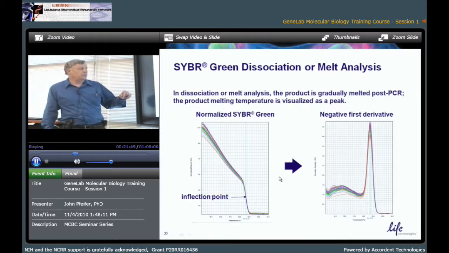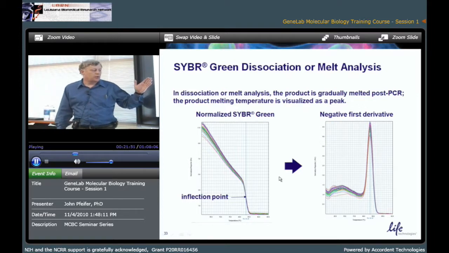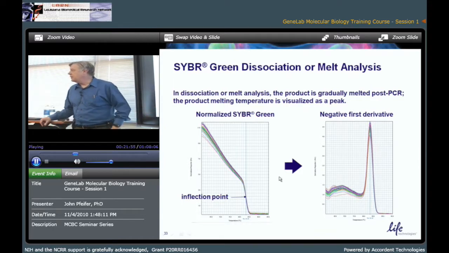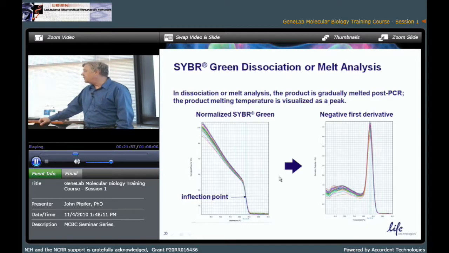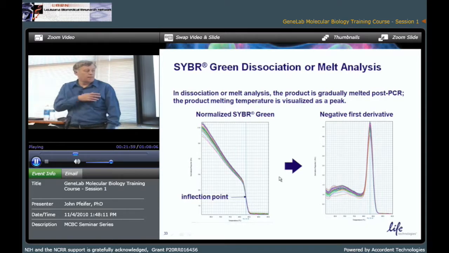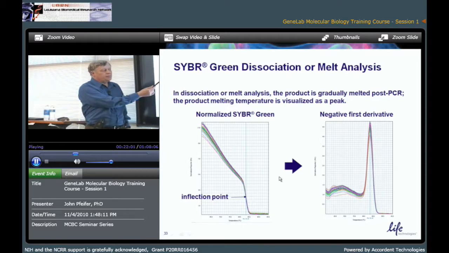The way it works is, following PCR, the instrument will start at typically 60 degrees centigrade, where the amplicon should be double-stranded. And so if you have positive samples that amplify, you should see a strong SYBR signal, which is shown here.